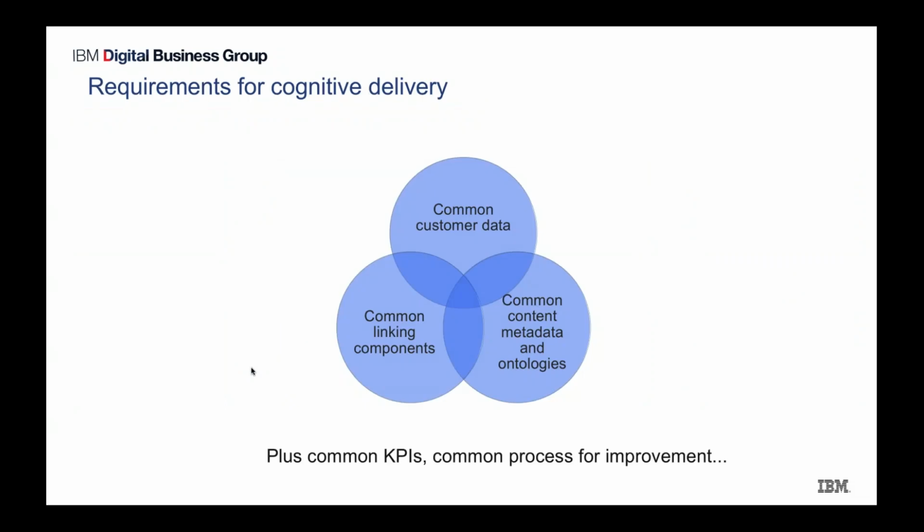So the requirements for cognitive delivery, first off, is having common customer data. So being able to tell just what other pages they visited on our site, and having common content metadata and ontologies across the different delivery systems, and common linking components. So within that pilot site, it was relatively easy because we controlled every component. But one of the challenges was that, of course, a real customer journey isn't going to be limited to a single part of IBM.com. They're going to be bouncing all around.